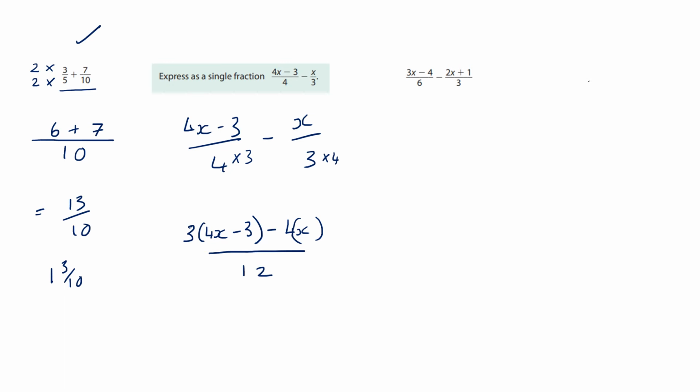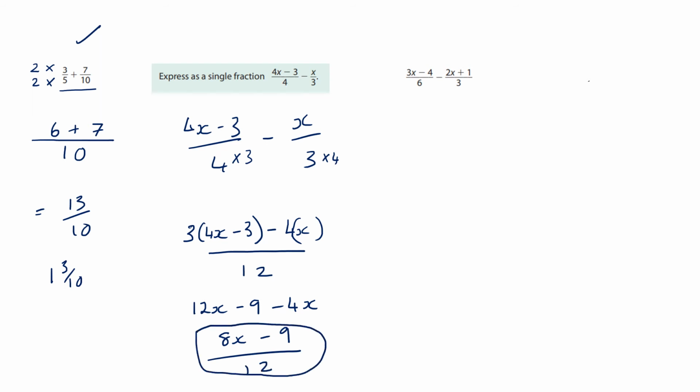Then in my next line, I'm just expanding the bracket, so I'm going to get 12x minus 9 minus 4x. I'm going to tidy that up, so 12x minus 4x is 8x minus 9, all over 12. So that's my answer.